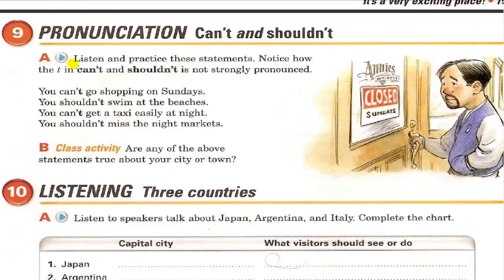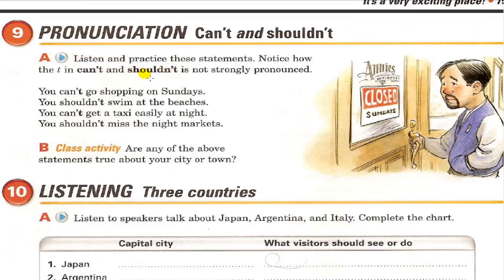Listen and practice these statements, sentences. Notice how the T in can't and shouldn't, the sound of T is not strongly pronounced. We don't have stress on can't and shouldn't. There is no stress.